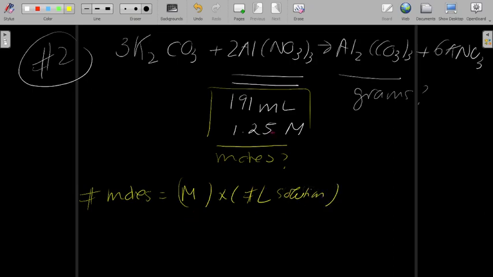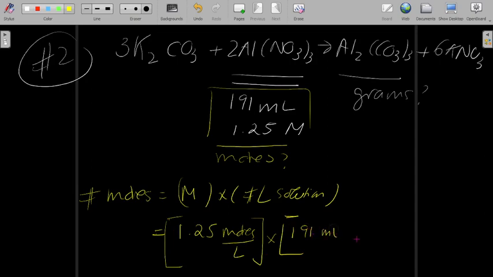Do I have molarity? Yes, it's given to me. Do I have liters of the solution? No, I had milliliters. So I need to notice that I need to change the milliliters to liters. So I'm going to just put the information directly in. Molarity 1.25. That's moles per liter. Remember what it means, molarity. Multiplying. I'm going to put it in parentheses so it doesn't get confusing.